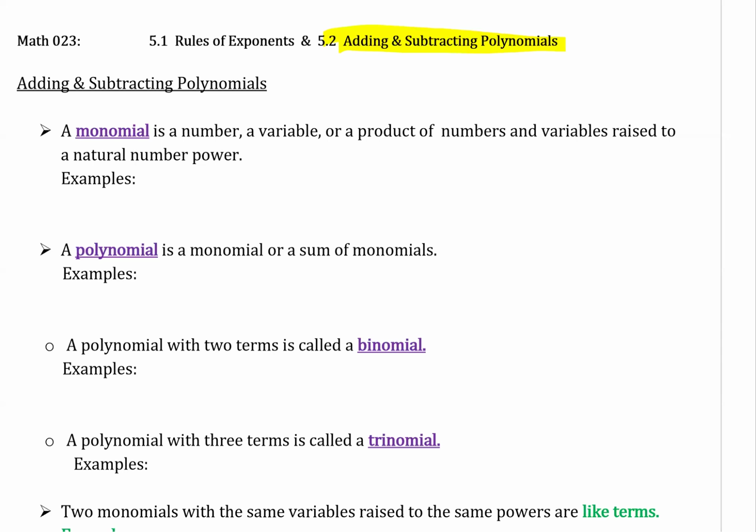So, example of a monomial could be 4. It could be x. It could be 4x to the fifth, y to the 10th. All of those are monomials. A number, a variable, or a product of a number and a variable. A polynomial is a monomial or a sum of monomials. And I mentioned before that the x plus y was a binomial, which is down here, which I'm getting to, but a polynomial is like the big umbrella.